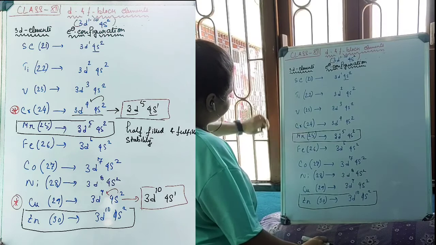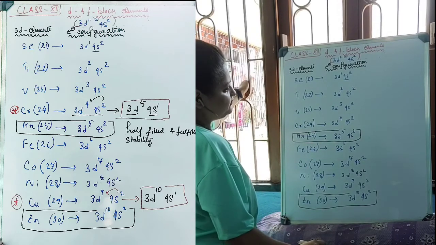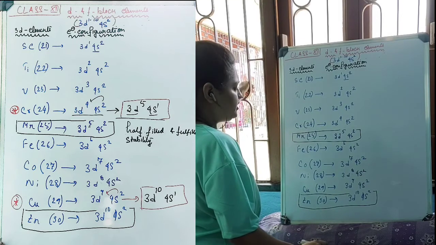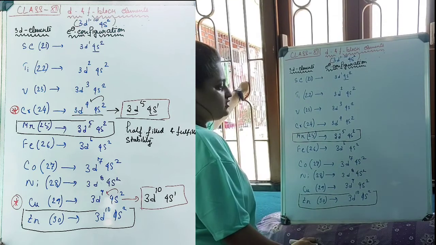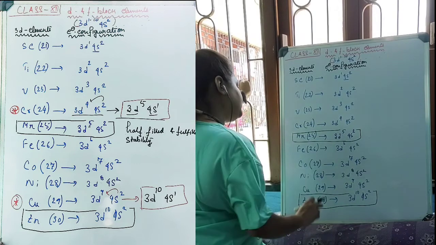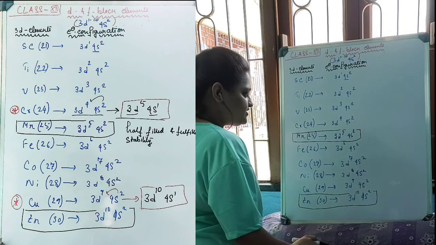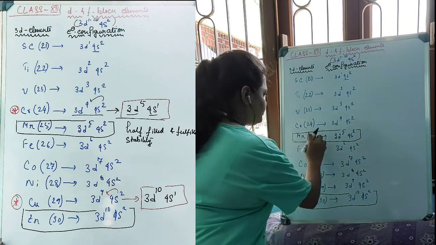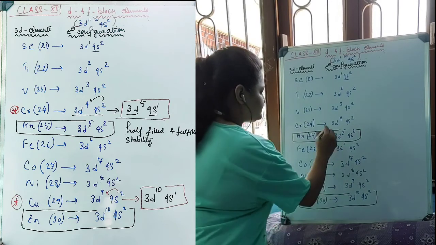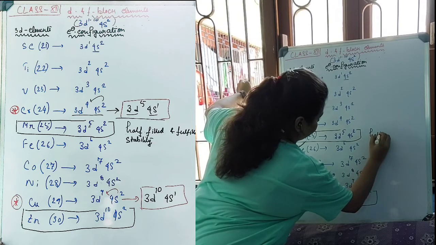In the 3d series, manganese has the electronic configuration 3d5 4s2. D comprises 5 orbitals, therefore it can occupy 10 electrons in total. In manganese, 3d has 5 electrons, that means half filled, and 4s is fully filled. Therefore, in manganese, the valence shell has half filled, fully filled stability.